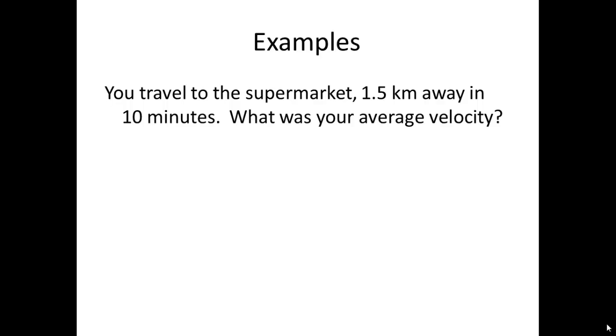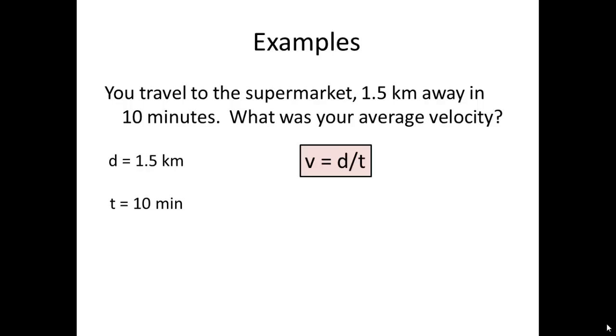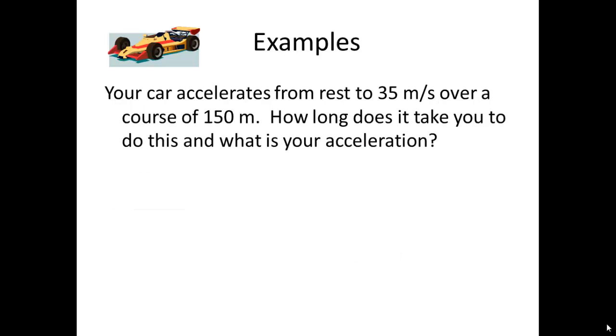You travel to the supermarket 1.5 kilometers away in 10 minutes. What was your average velocity? Because the question is asking for average velocity, I can use the very first equation we learned, and I need to pay attention to the units in this problem because they are not the standard ones that we're used to. We have distance equals 1.5, time equals 10, velocity equals distance divided by time. So our velocity is equal to 0.15 kilometers per minute. Pretty simple.